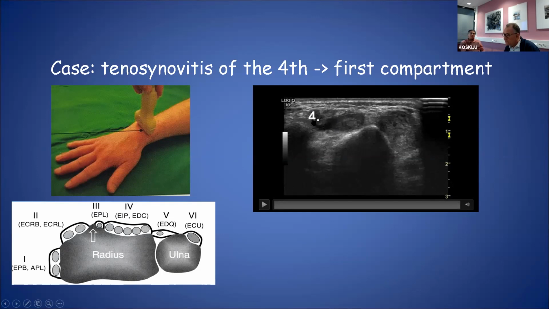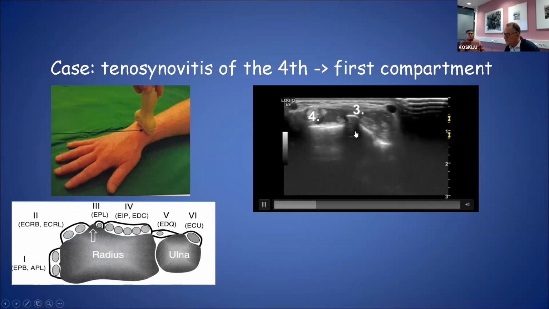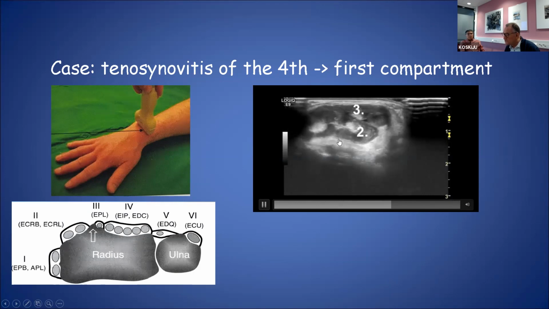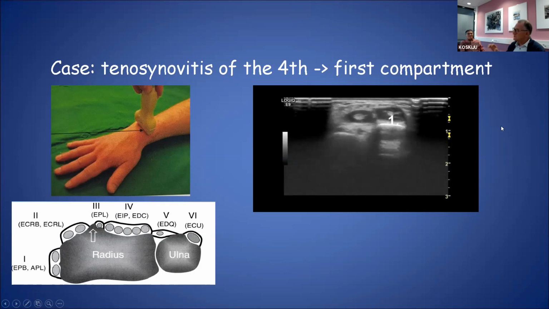Actually, here is the fourth, and this is the third. I'm moving the transducer to the radial side. This is Lister's tubercle, and here the third compartment goes. You see, everything here is inflamed. The second compartment is here, and here is the first compartment. Everything is surrounded by synovial hypertrophy.